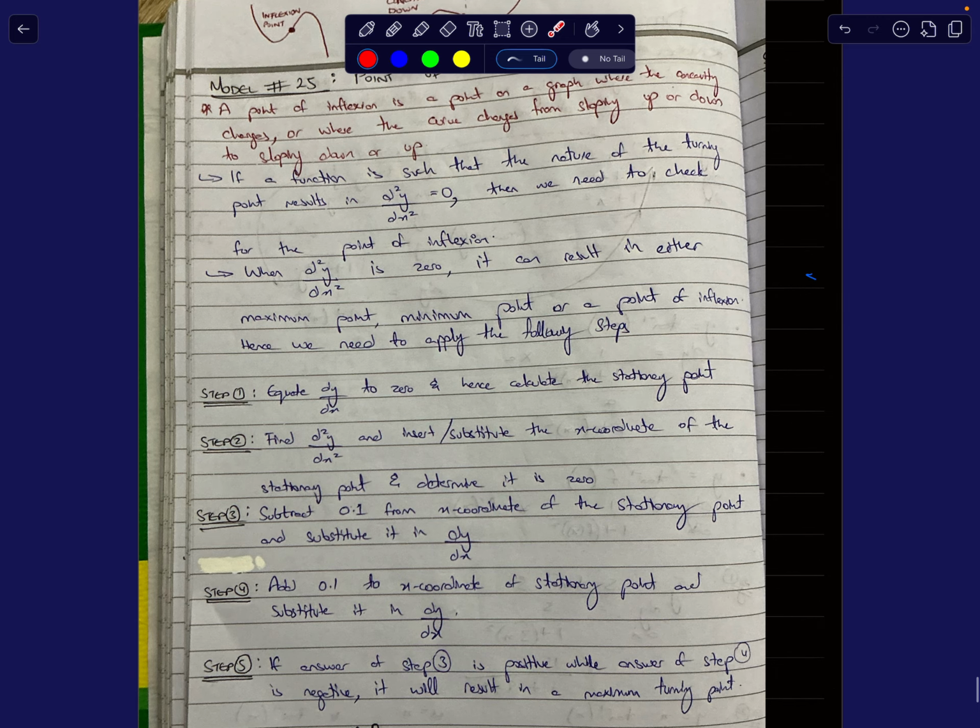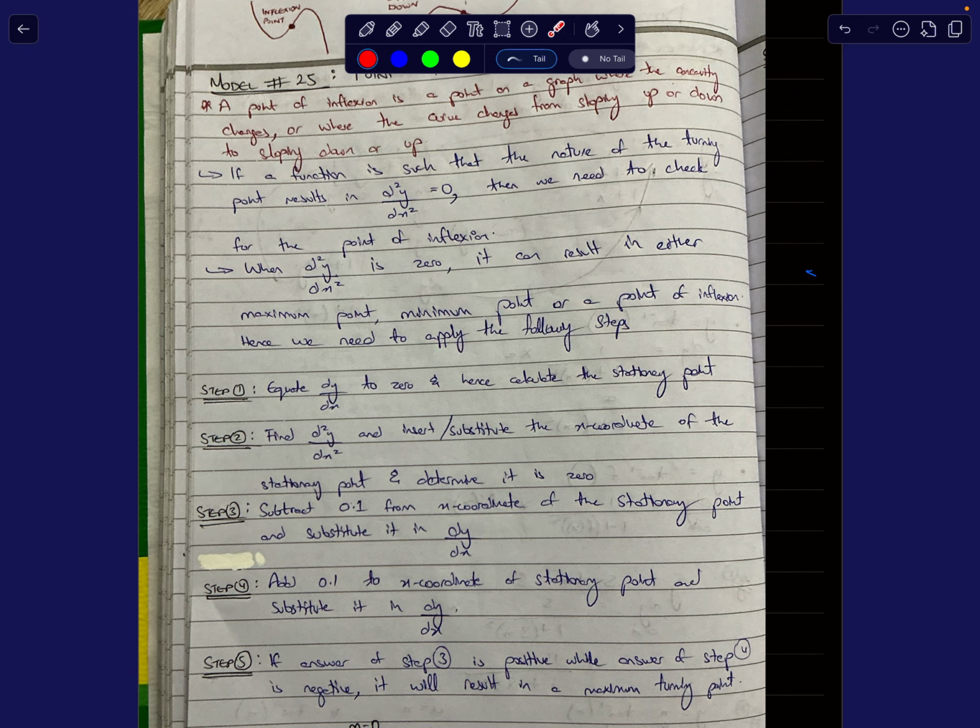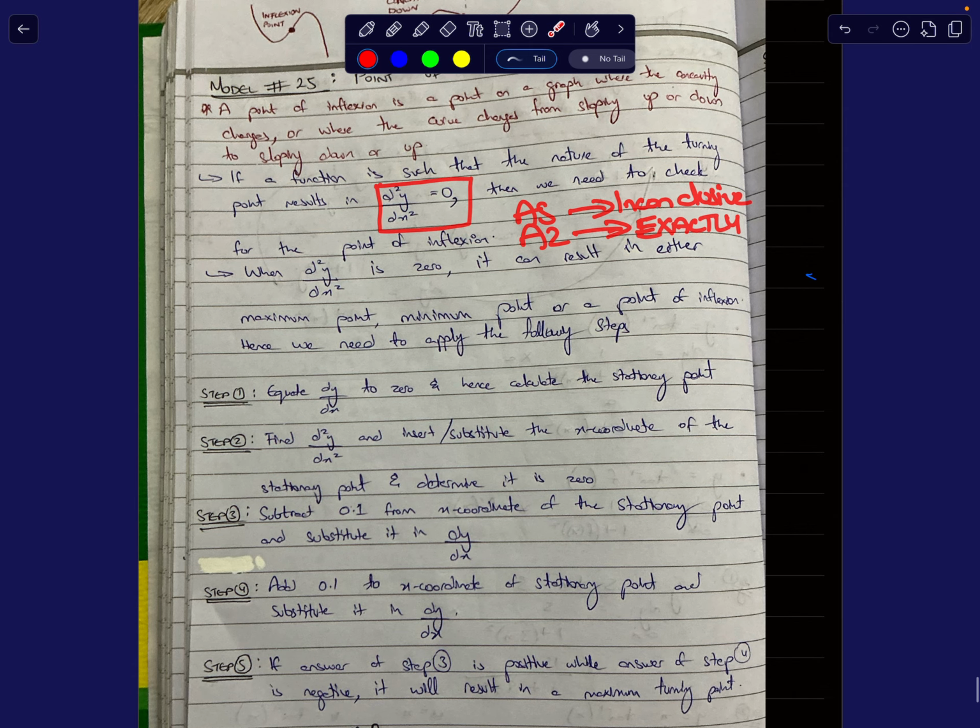Now, when exactly do we deal with point of inflection? So when the double derivative is equal to 0. In AS level, we learned that it was inconclusive. We cannot decide. But in A2 level, we are going to deal with what exactly you do. That is, we deal with point of inflection in this case. We need to check whether the point of inflection exists.